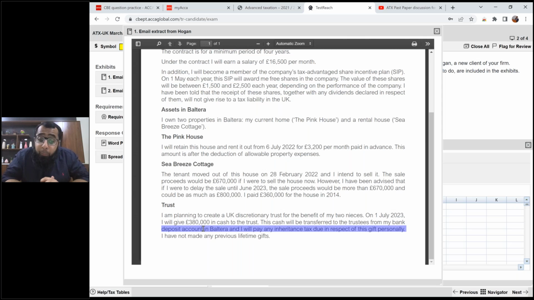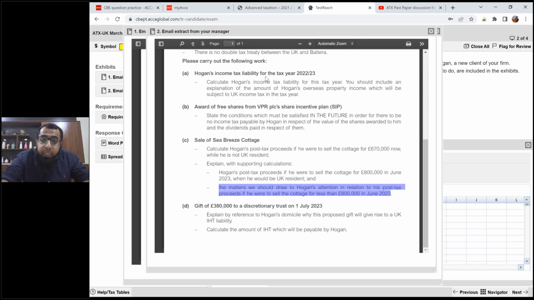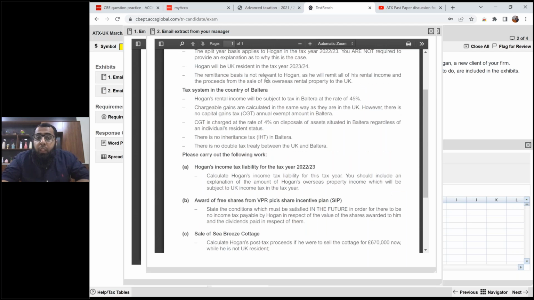Now, since the deposit is in Baltira, it is an overseas asset. I hope you all remember. Since it is a deposit in Baltira, it is an overseas deposit. Okay, it will only be subject to UK IHT if Hogan is a UK domicile holder. In IHT, we look at the domicile status. I have not made any previous lifetime gifts. Now let's read some detail which is given here.